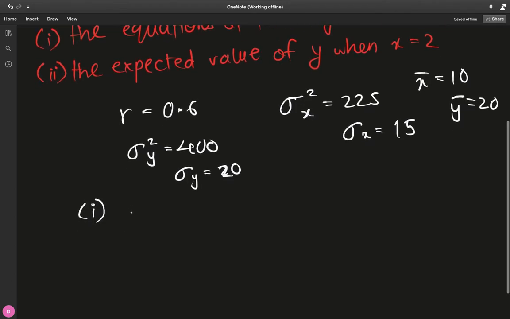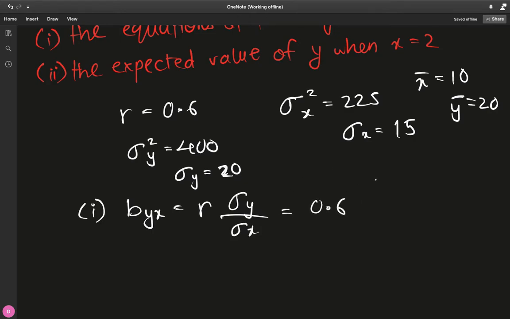So for that we need the regression coefficient of x on y and y on x. So regression coefficient of y on x is given by the formula r times standard deviation of y over standard deviation of x. So that becomes 0.6 times 20 over 15, which can be simplified to 0.8.